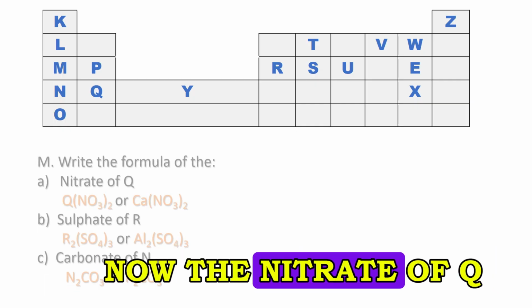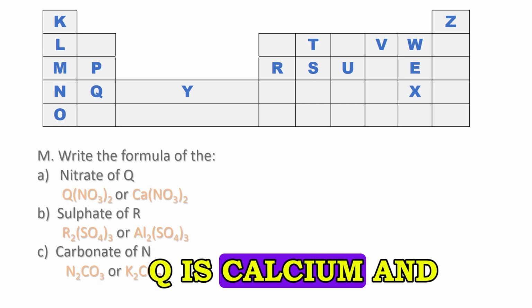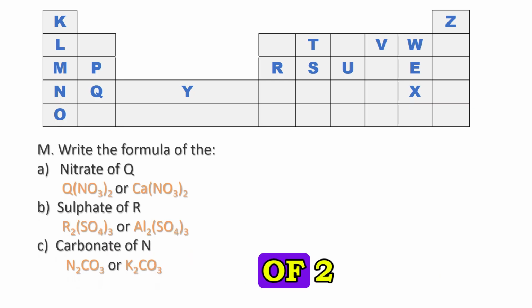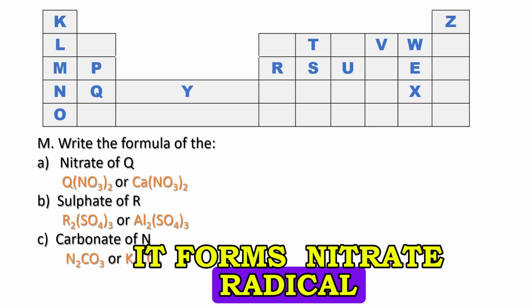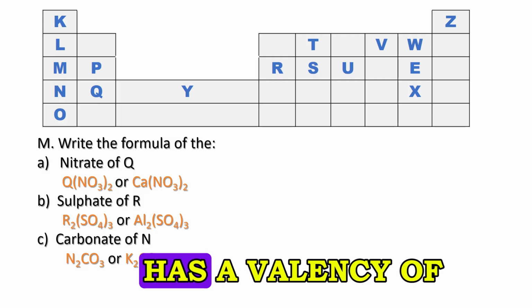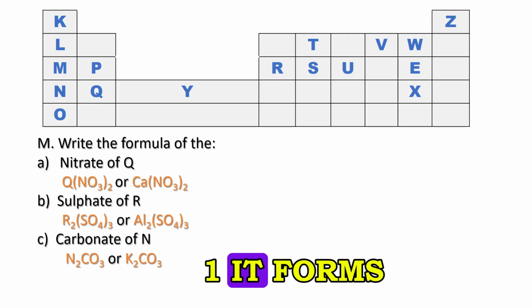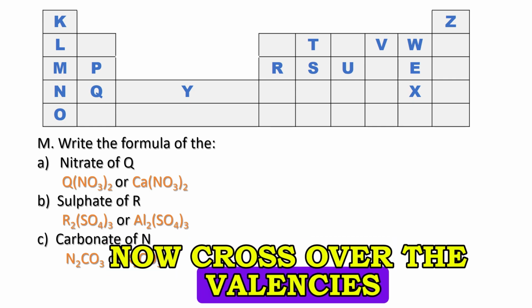Now, the nitrate of Q. Q is calcium, and it has a valency of 2. It forms Ca2+ ions. The nitrate radical, NO3, has a valency of 1. It forms NO3- ions. Now, cross over the valencies.